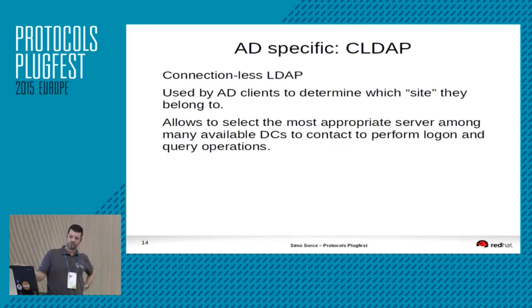Windows clients will do this, and Windows domain controllers will do this also for cross-forest trust. They will want to find out on the other side who they have to talk to when they have to talk to the other side. And so this is something that you have to implement if you want to have this thing working.